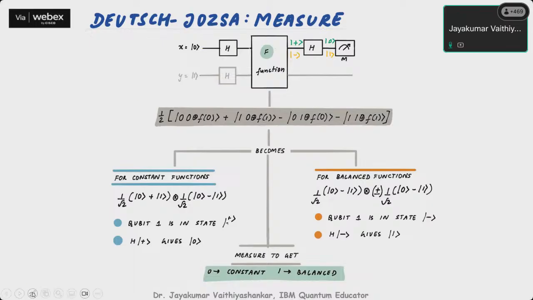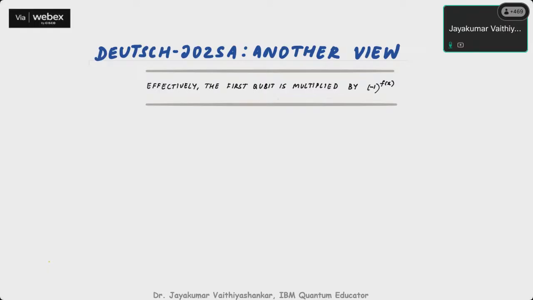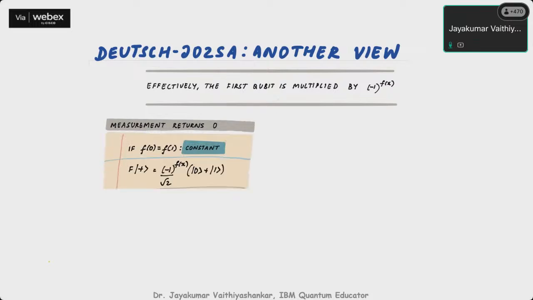Okay. So all this theory we covered in the previous lecture. You can notice the entire Deutsch-Jozsa algorithm in this case is multiplied by minus 1 to the power f of x. So if the measurement returns 0, it means it is a constant function. Okay, so this is the equation. Your function is going to react with the positive state and it will yield this term.